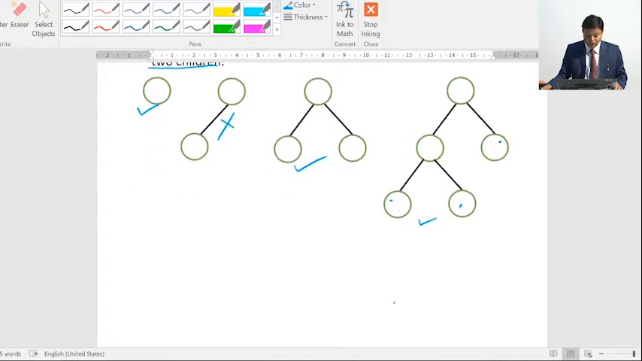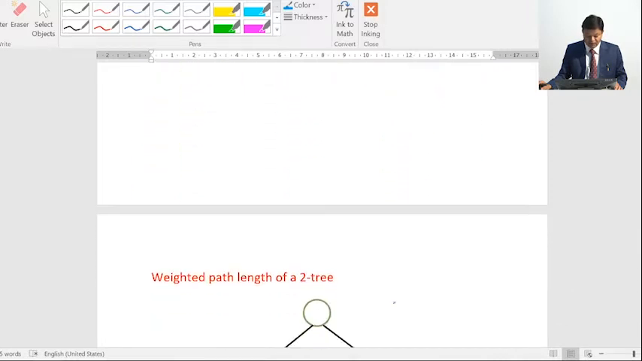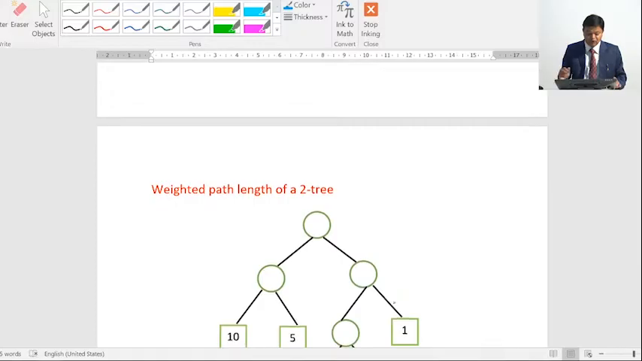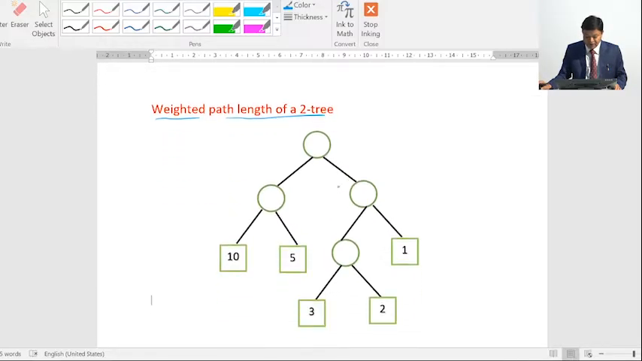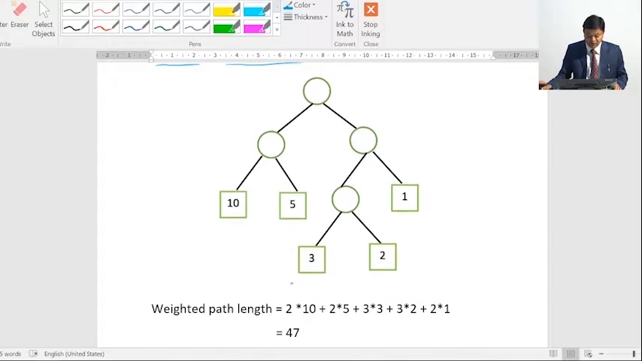So, after 2 tree, now first of all let us find something about weighted path length. What is weighted path length of a 2 tree? See, while calculating the weighted path length, we consider only the external nodes. That is why we have taken weights only in external nodes. So, if I have to calculate weighted path length, so this is the weight, first weight, and what is the path length? 1, 2. So, weight multiplied with path length will become weighted path length.